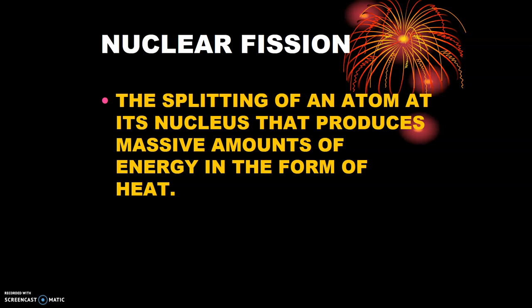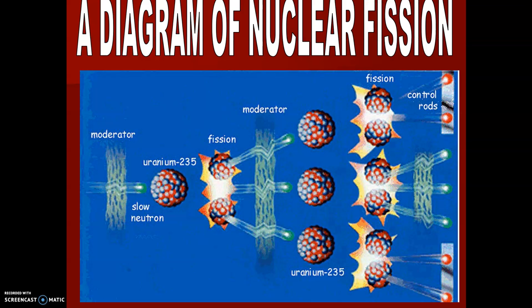Basically, it's the splitting of an atom at its nucleus that produces massive amounts of energy in the form of heat. This is a diagram of nuclear fission. As we are splitting, we're continuously releasing energy. The ionic bonds that hold these things together are filled with tons and tons of energy.